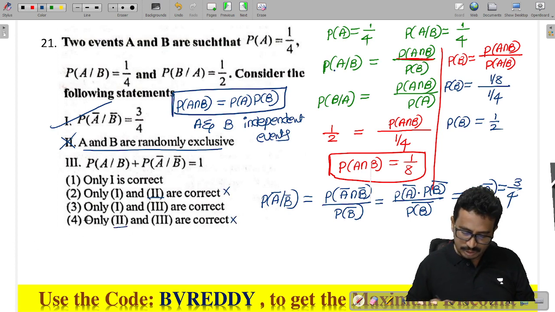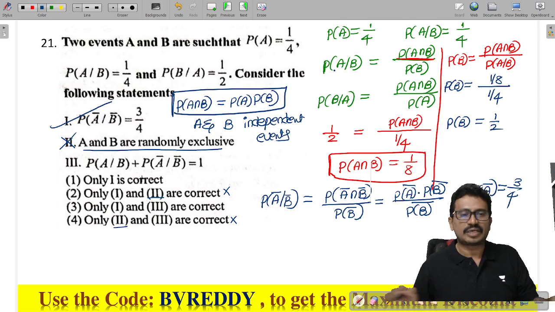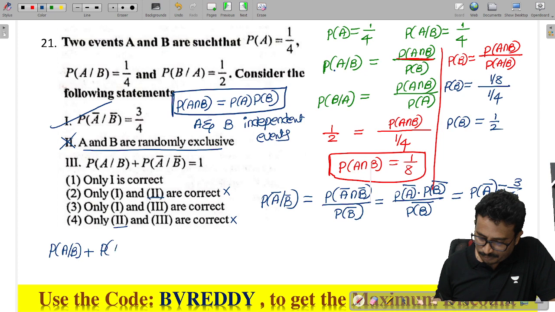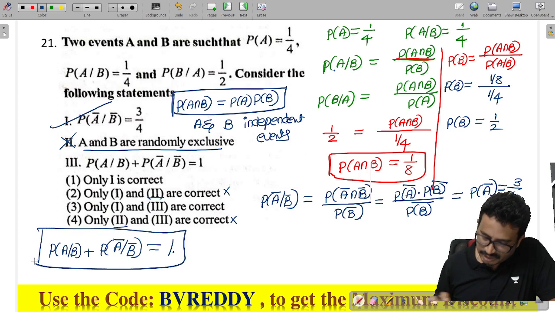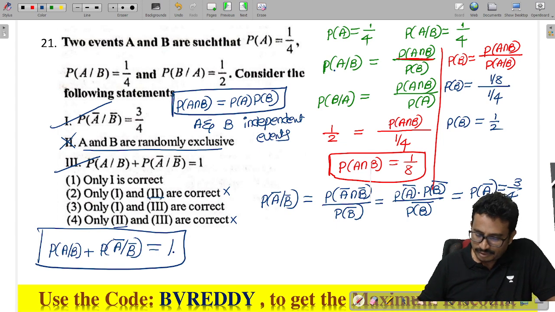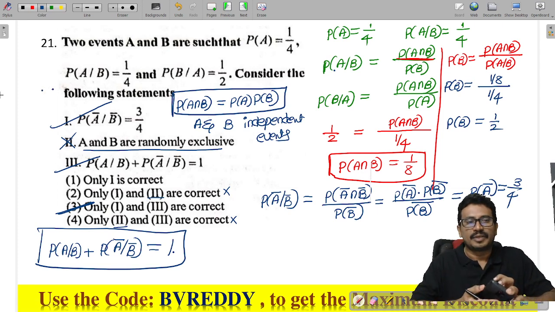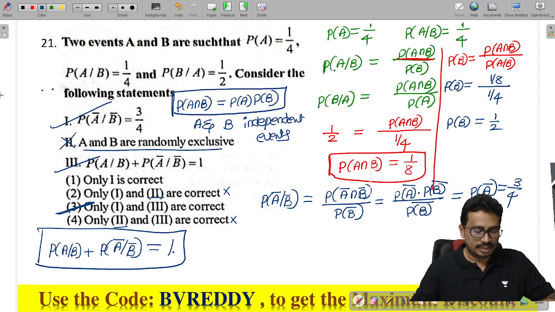Now we need to check whether the third one is correct or not. Yes, the third one is a standard result if you see carefully. That is P of A given B plus P of A bar given B bar, which is always equal to 1. This is one of the standard results. So this is correct. So 1 and 3 are correct. So the third option. Right. Now, let's see the next problem.